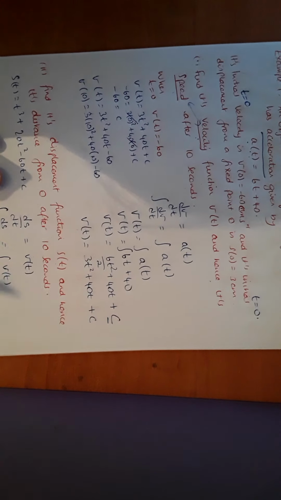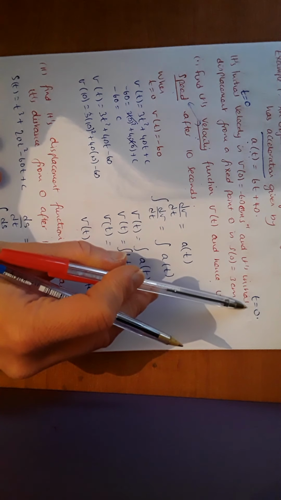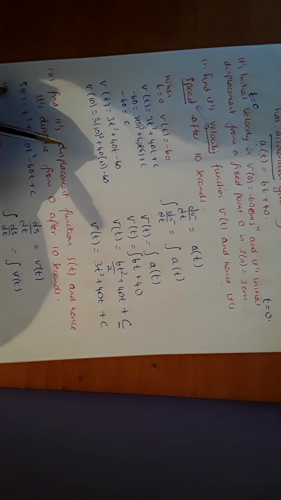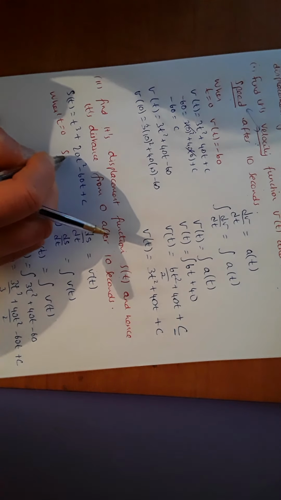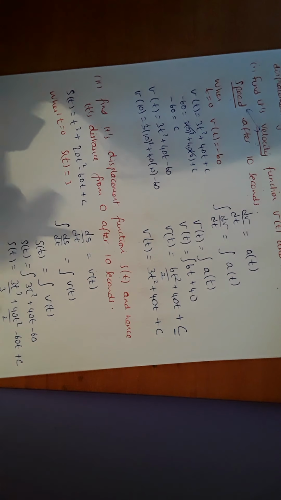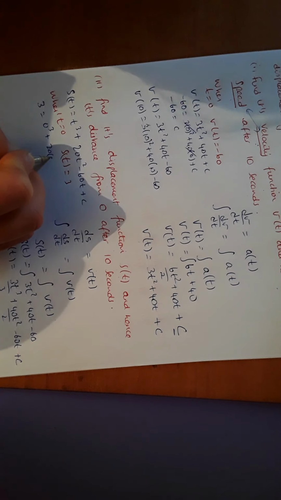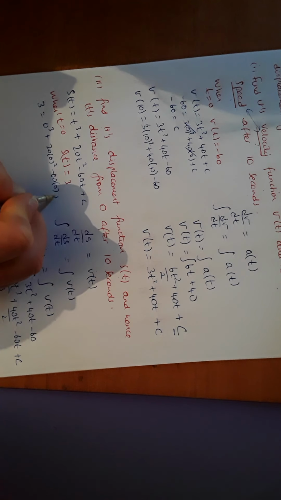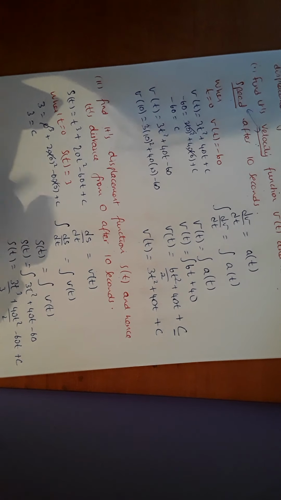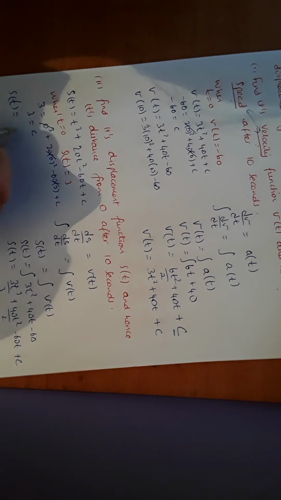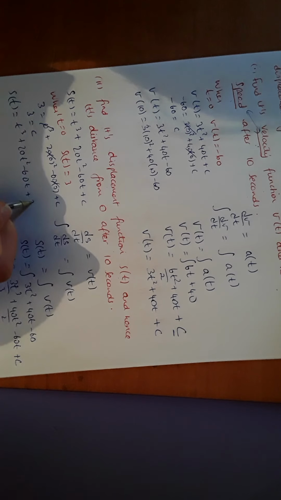Go back up and it says its initial displacement is 3. So initial is when t is 0. So when t is 0, the displacement is 3, s(t) is equal to 3. So 3 equals 0 cubed, 20 by 0 squared, 60 by 0, plus c. So they all give 0, so c is 3. So s(t) is equal to t cubed plus 20t squared minus 60t plus 3.